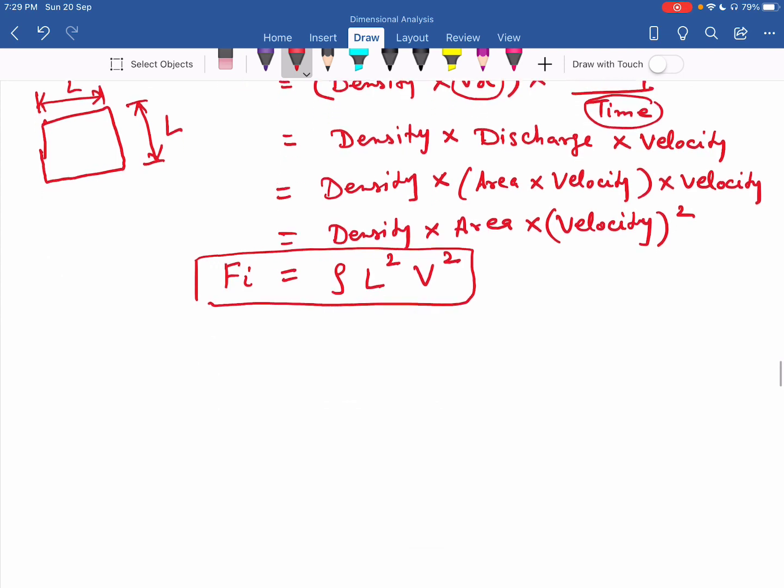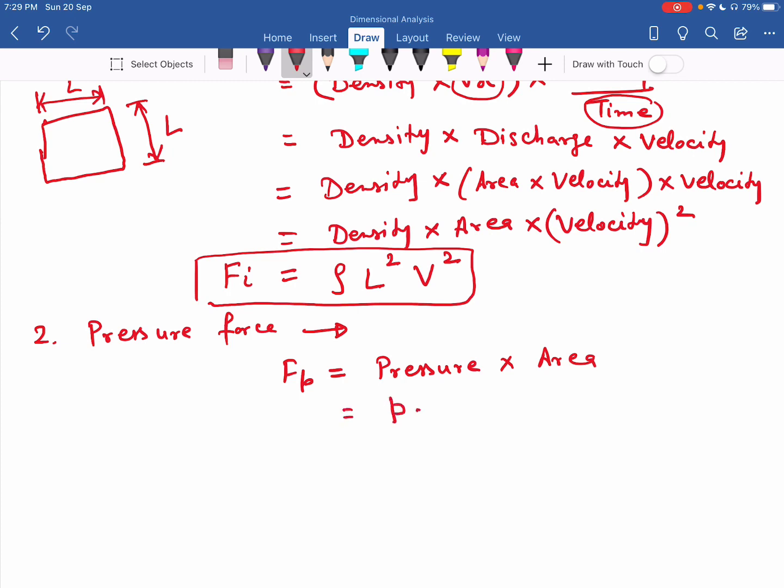The second force which acts in any physical phenomena is the pressure force. This pressure force Fp is equal to pressure intensity multiplied by the area, so P multiplied by A. Further I can write this as Fp equal to pressure intensity times the area of this element, which is L square.